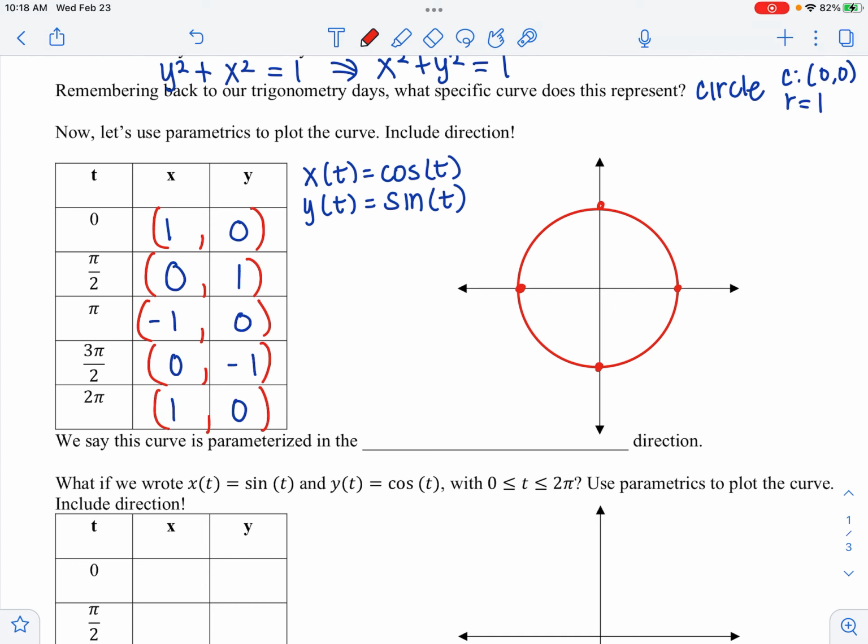Remember, I have to say where I started. I started at 1, 0, and then I went this way to 0, 1. So my direction is this way, and I'm going to show that it's going in this direction. It says we say that this curve is parameterized in the blank direction. I'm looking for either clockwise or counterclockwise. As you can see, this is counterclockwise.